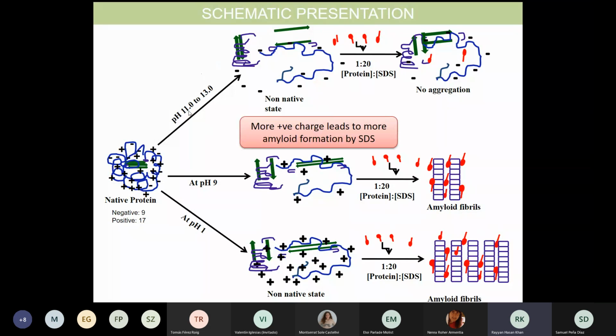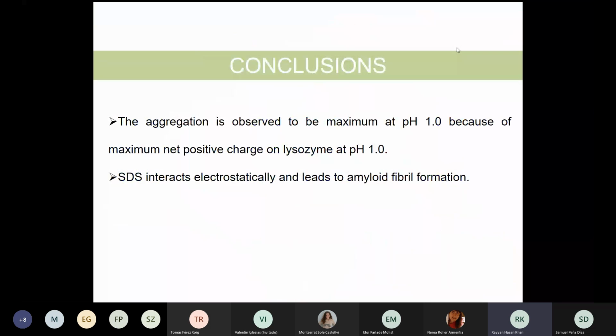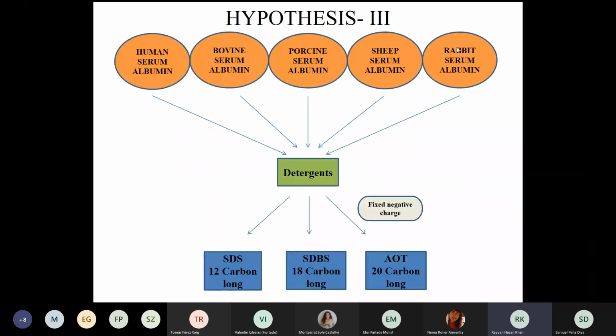While on the other side, if you are going above the PI, that is above pH 11, in that case the protein will have an overall negative charge, and the negative charge is not going to interact with this, and we won't get any amyloid fibril formation. So from here again, we can conclude that the aggregation is found to be maximum at pH 1 because the net positive charge was maximum at pH 1, and SDS interacts both electrostatically as well as through hydrophobic interaction.